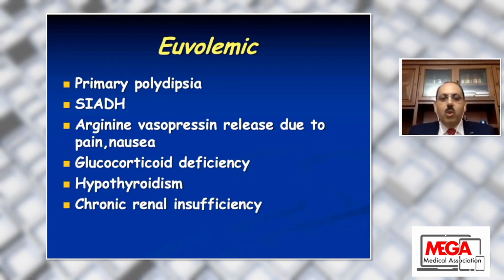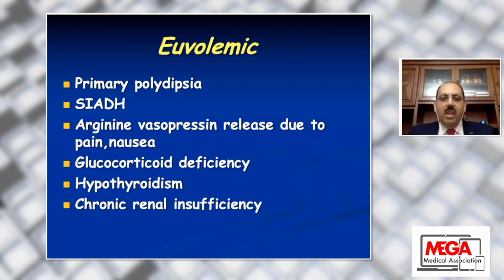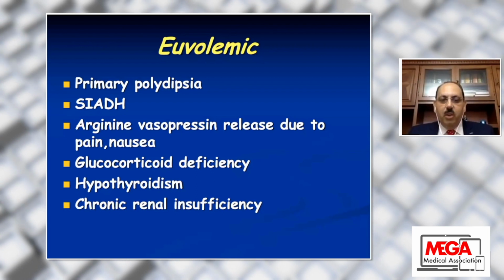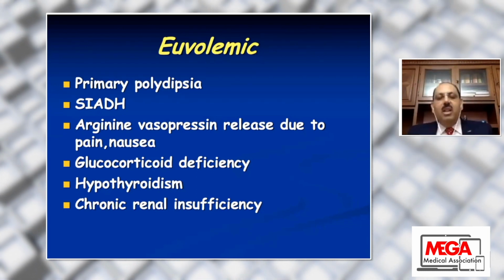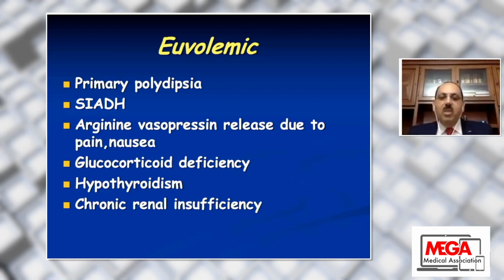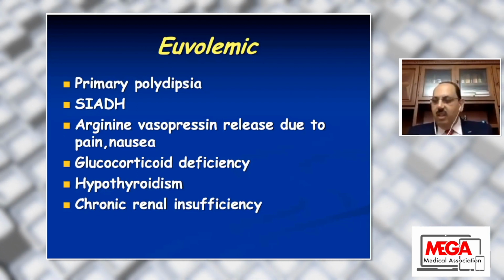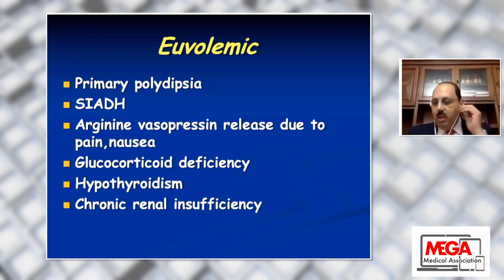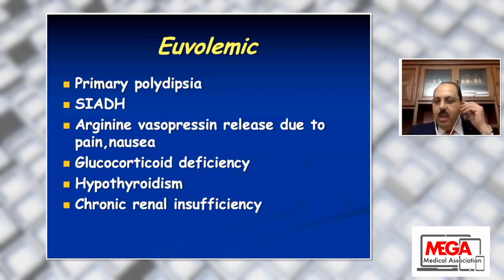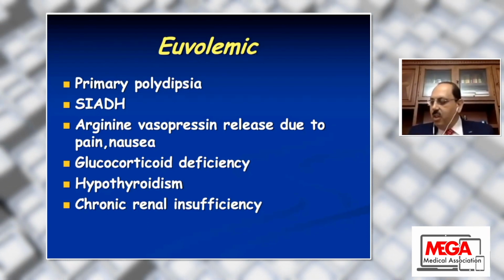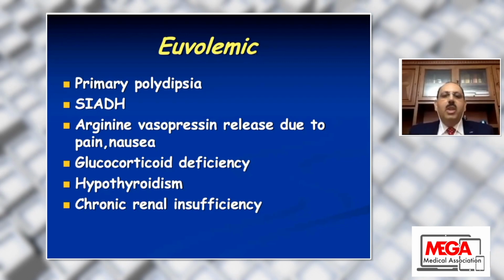Also, arginine vasopressin release due to pain and nausea, glucocorticoid deficiency, adrenal insufficiency, or hypothyroidism, where usually the mechanism is bradycardia and decreased cardiac output, which will increase the antidiuretic hormone and the renin-angiotensin system. Also chronic renal insufficiency, where urinary sodium is increased.